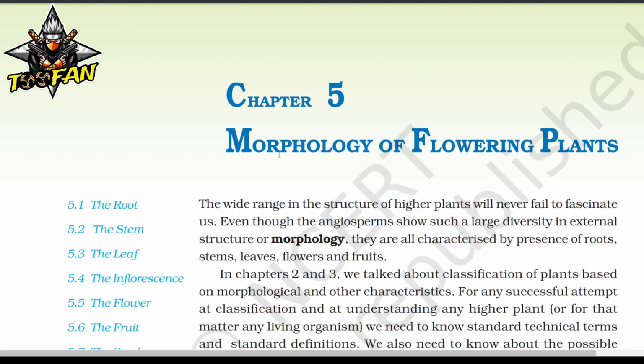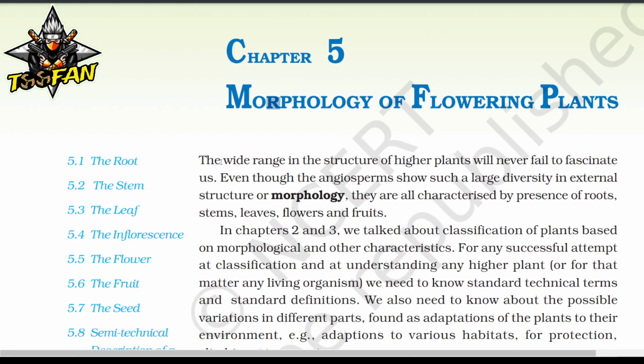Class 11, Chapter 5, Morphology of Flowering Plants. The wide range in the structure of higher plants will never fail to fascinate us. Even though the angiosperms show such a large diversity in external structure or morphology, they are all characterized by the presence of roots, stems, leaves, flowers, and fruits.